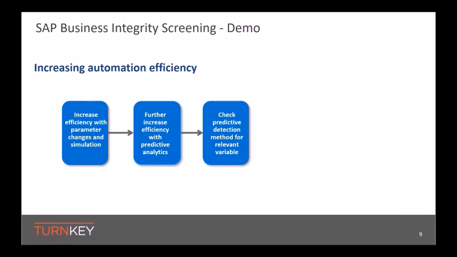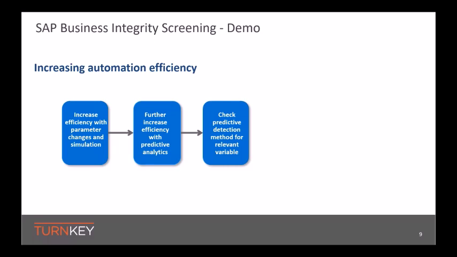With that, I would like to go into the demo, the next part. To sum up, we have the manual process in the beginning, and now we have our system in place that is automating the detection, and we want to try to increase the efficiency of this automation a little bit more. First of all, we have the option to increase it manually. We change the parameters of the detection strategy and then simulate the results on our historical data. And this is the first part of the demo.